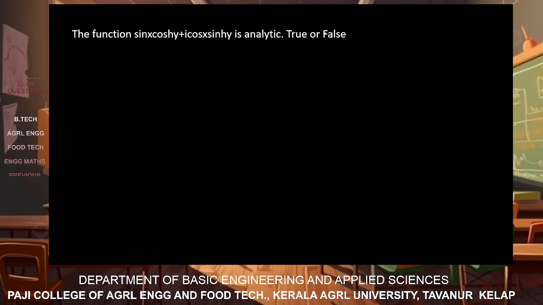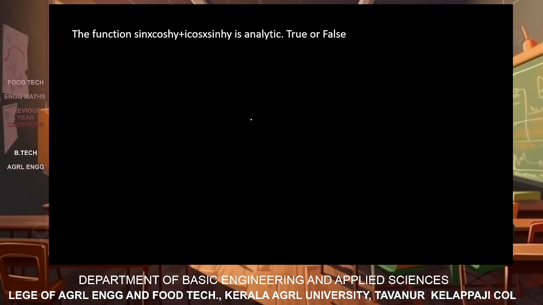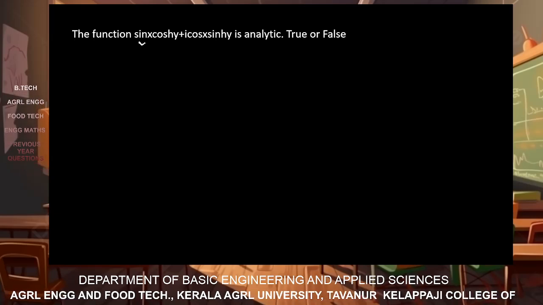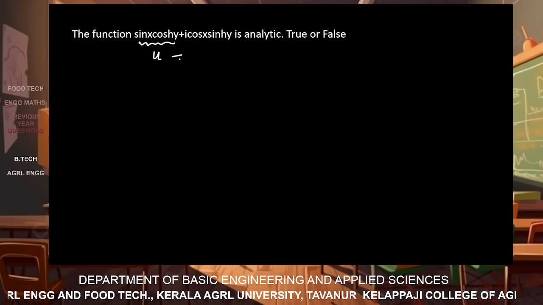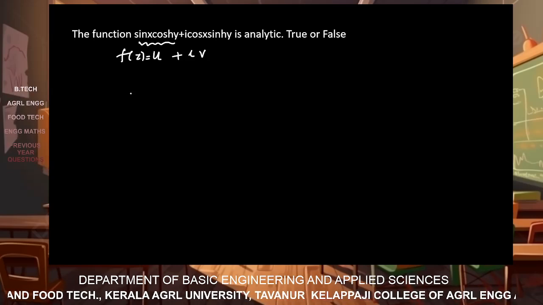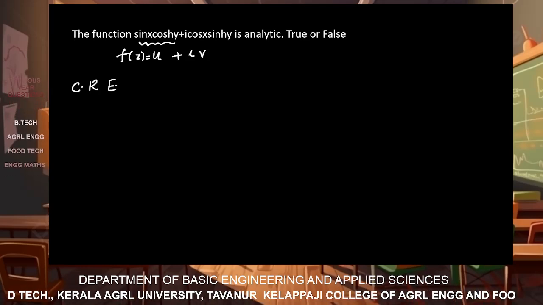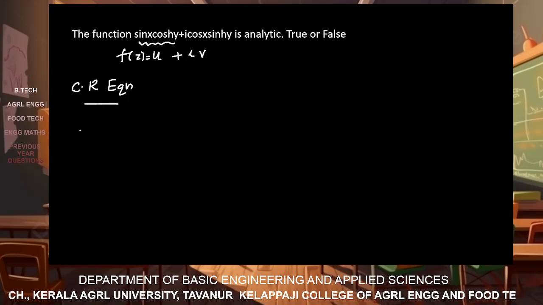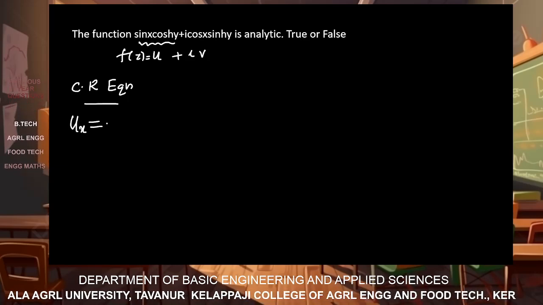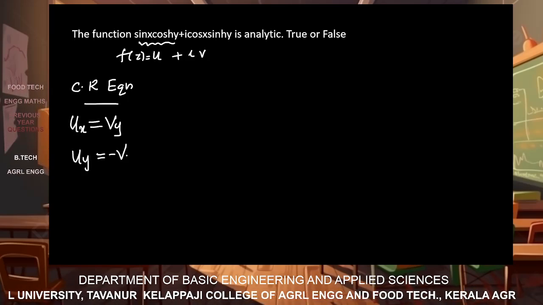The function sin x cos hy plus i cos x sin hy is analytic. True or false? There are different methods to solve this, and one of the common methods is to consider this in u plus iv form. So it is a complex function f of z equal to u plus iv. We will go for the CR equation, which is the general method. The CR equation says that ux, the derivative of u with respect to x, equals vy, and uy equals minus vx.